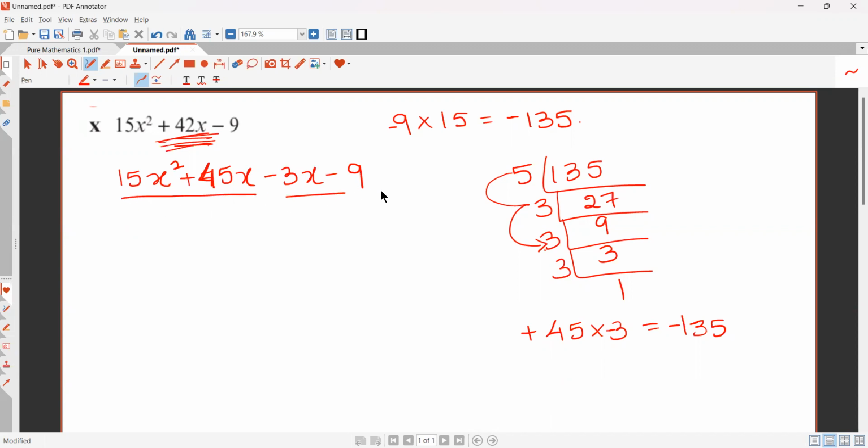Make this 2 common, make this 2 common. What is common between them? 15 only, if I'm not wrong. Is it 15 or 3 is common between them? 15 is common. If 15 is common, x is also common. Yes? X plus 3, x plus 3. Again, minus 3 down, x plus 3.